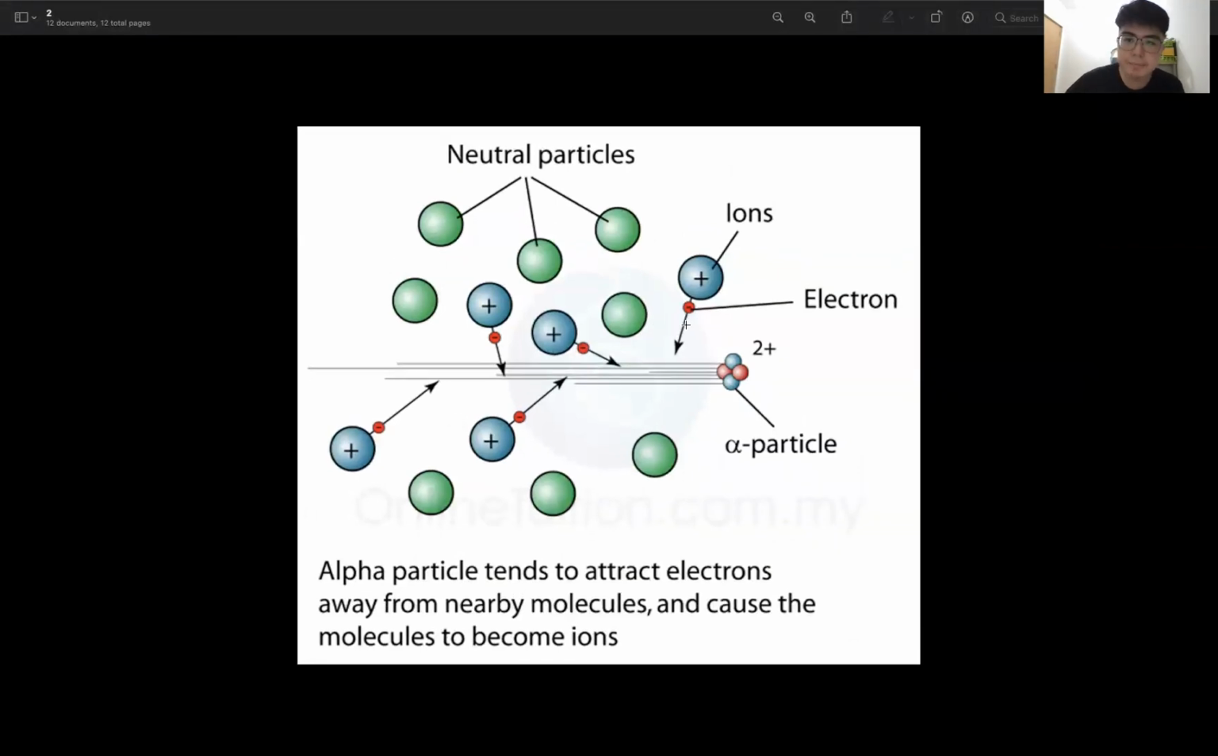Which one is the most ionizing? Alpha, because it has the highest charge. When the alpha particle passes through, it pulls the electron out, and these atoms, initially neutral, now become ions. This process is known as ionization. Alpha particles tend to attract electrons away from nearby molecules and cause them to become ions. This is one of the reasons why alpha particles travel a short distance. The moment they come out, they give out all their energy to nearby particles. So alpha is the most ionizing, followed by beta and then gamma.